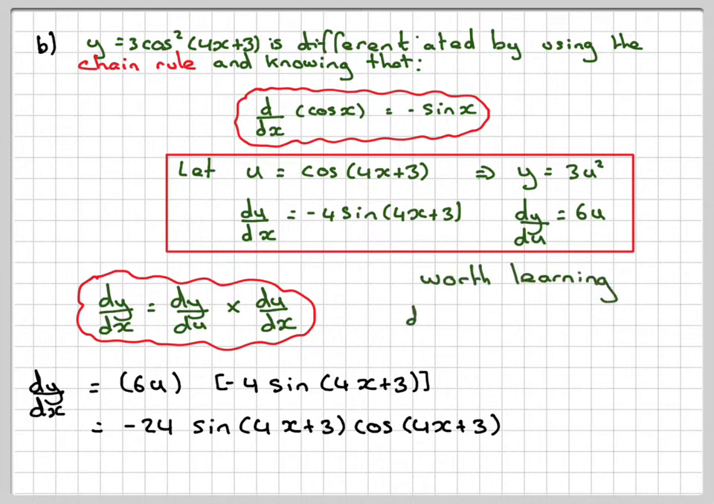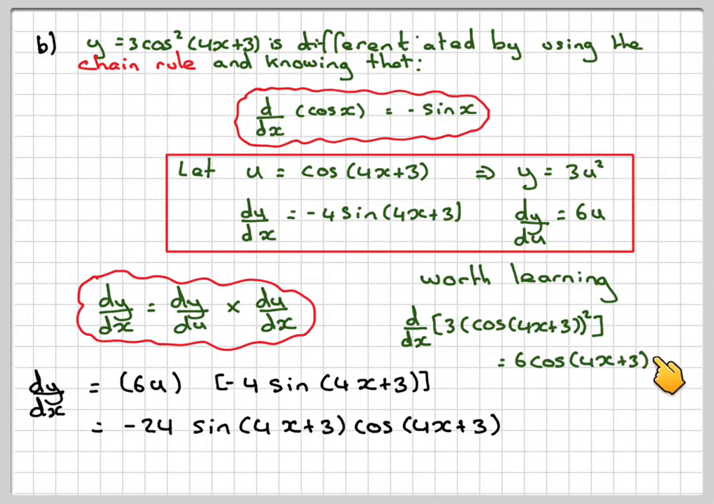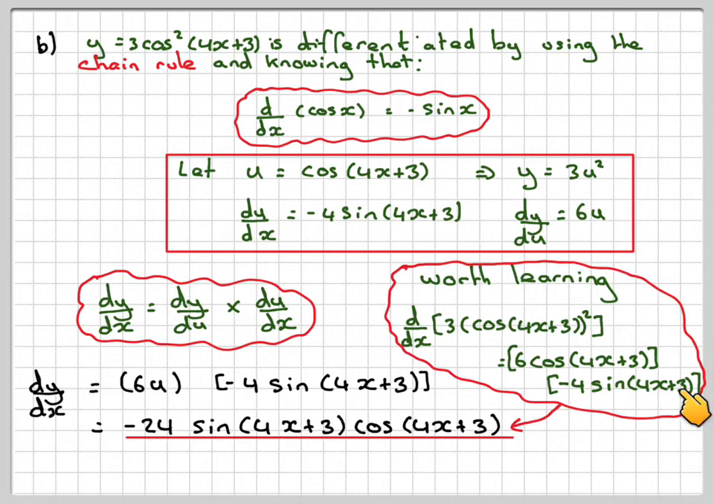Now it's worth learning the fact that d/dx of 3 times cos squared (4x plus 3), and I've written the squared up here, so when you use the chain rule, you take the power, you bring it down in front, and you write down the bracket and you reduce the power by 1, so it becomes 1. And then you differentiate the bracket, so you get minus 4 sine(4x plus 3), which again, if you combine the minus 4 and the 6, will lead back to that result. So it's worth learning how to do it just like that, as opposed to using all this working.